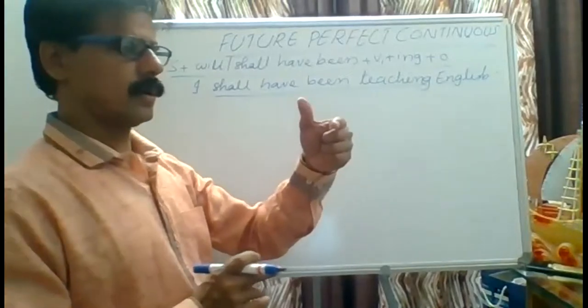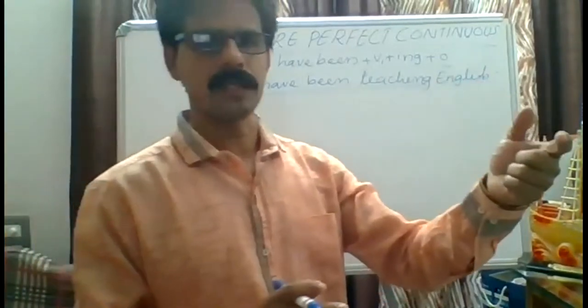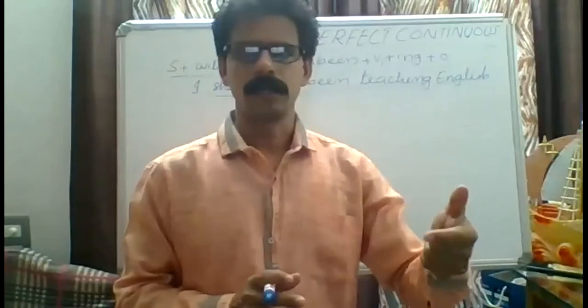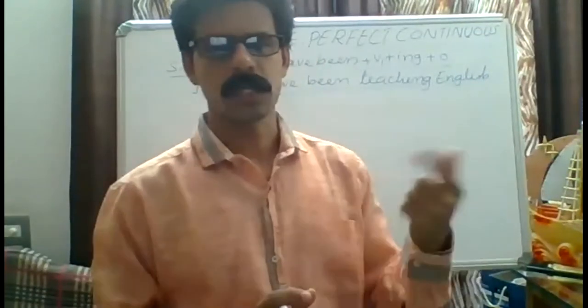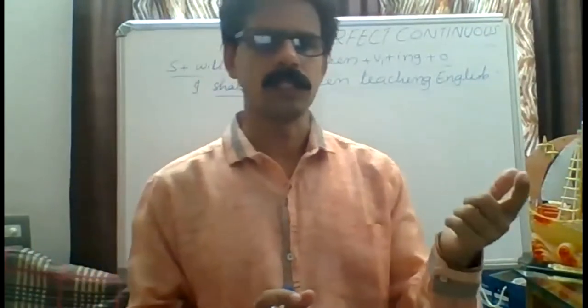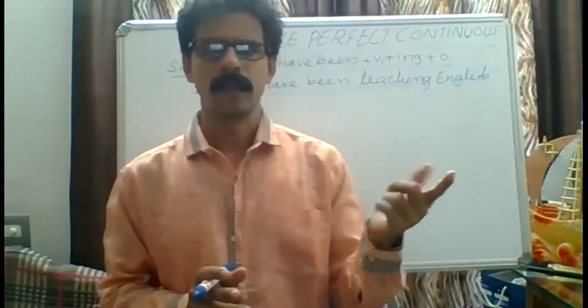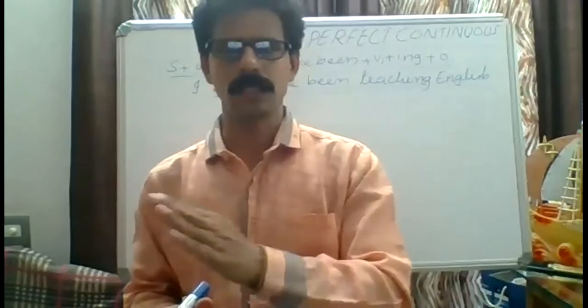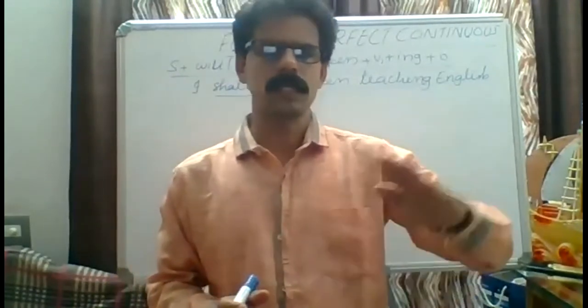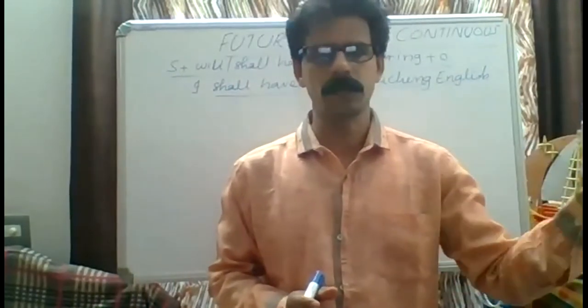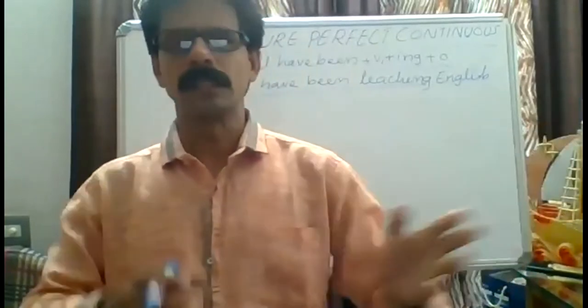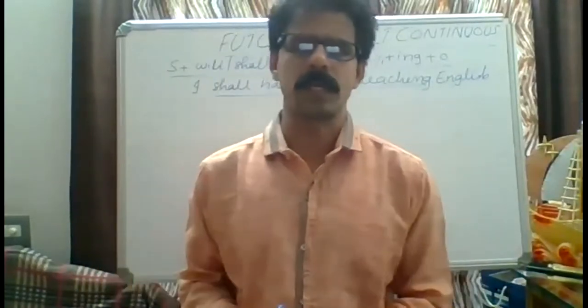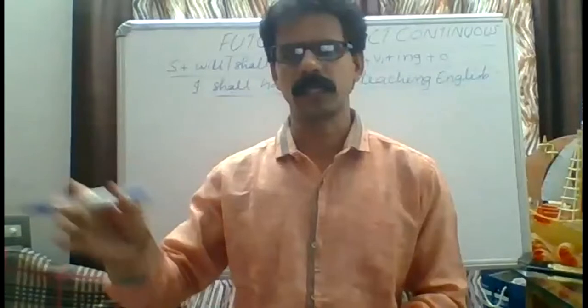India will have been playing the match next month or next Sunday. India will have been playing the match next Sunday. So this shows that next Sunday India's match starts at a particular time and continues for a long period in the future. That is future perfect continuous.